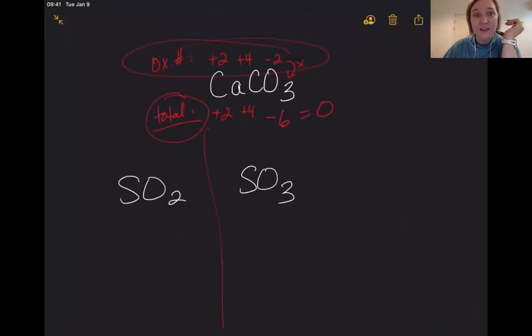All right, we'll start with SO2 first. Oxygen -2 times 2 is -4. That means this is +4. So sulfur in sulfur dioxide is +4. However, if we go over to SO3, sulfur trioxide, -2 times 3 is -6. This has to be +6, which means sulfur is now +6.